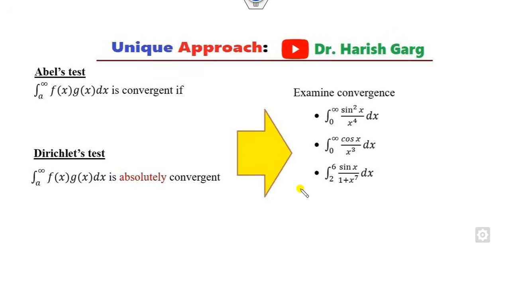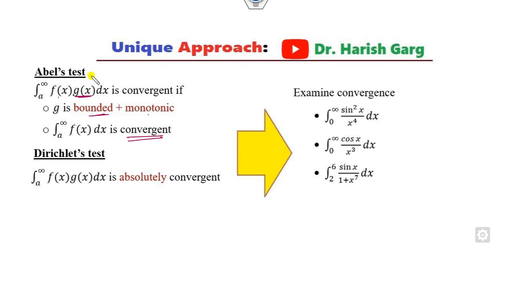Now the last test is, whenever there is a term of sine and cosine, you can use the Abel or the Dirichlet test. What is that? This rule is applicable only when you get the product of two terms. If you prove that one term is bounded and monotonic, and the integration of the second term is convergent, then the Abel test suggests convergence. If any one condition is not satisfied, then it is divergent.